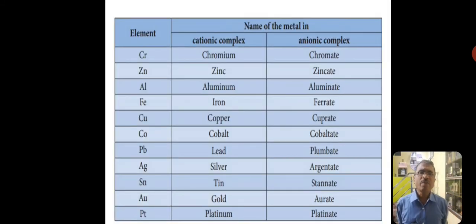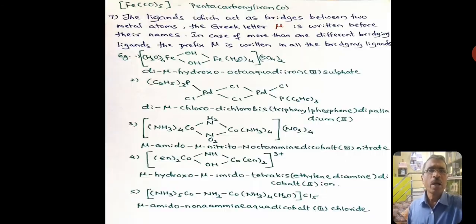Now here I have given the element and how it should be named in a cationic complex and how it is named in an anionic complex. In case of a cationic complex, these elements are named as such: chromium, zinc, aluminium, iron, copper, etc. Whereas in case of an anionic complex, these are named as chromate, zincate, aluminate, ferrate, cuprate, and so on.